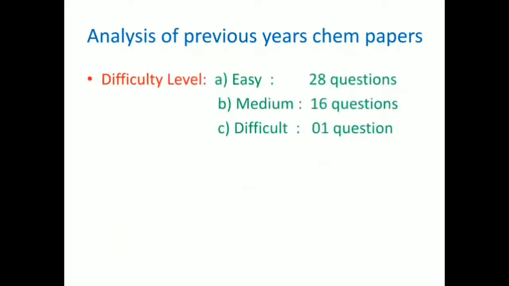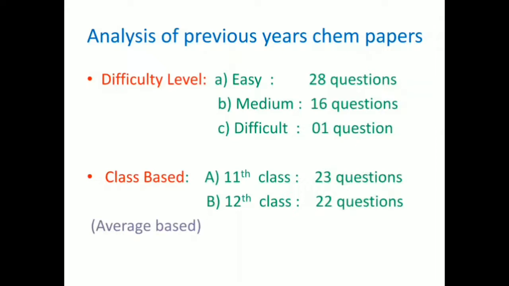So first is analysis of previous year chemistry papers. On analyzing, I found that the easy questions out of 45 are 28, medium level questions are 16, and difficult questions are 1. If I divide based on class, from the 11th standard you will get around 23 questions out of 45, and from the 12th standard you would get 22 questions. This is on an average basis. When I analyzed the 10-year papers, I found this on average, so there can be a chance that the number may vary by 1 or 2.